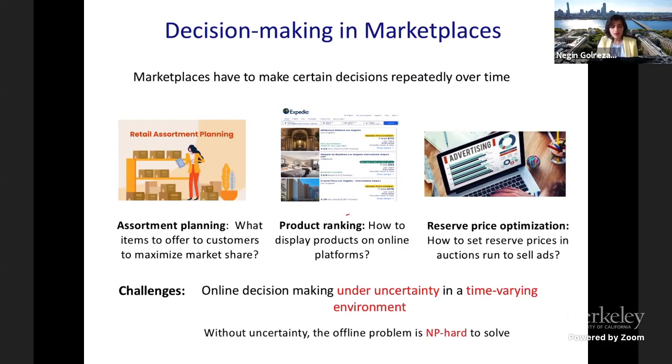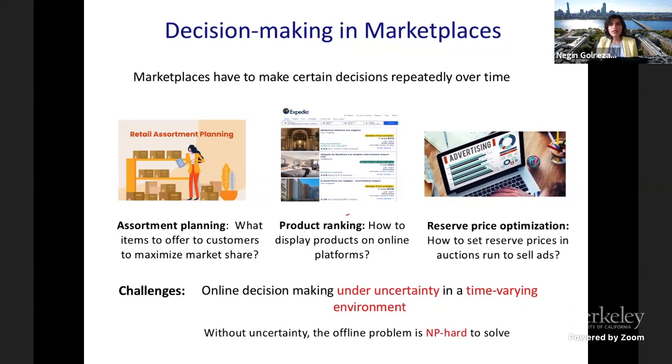On top of that, the underlying environment under which I'm making a decision can be time varying. For assortment planning, demand can change over time. Maybe before COVID, people had a different demand function, and now after COVID, people are interested in buying different things. For product ranking, the same thing. Customers before COVID may have liked to spend more time on online platforms and did not mind spending a lot of time browsing, but after COVID, maybe they've gotten busier. And for reserve price optimization, we have a similar challenge.